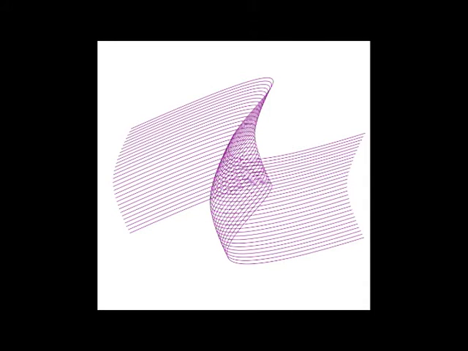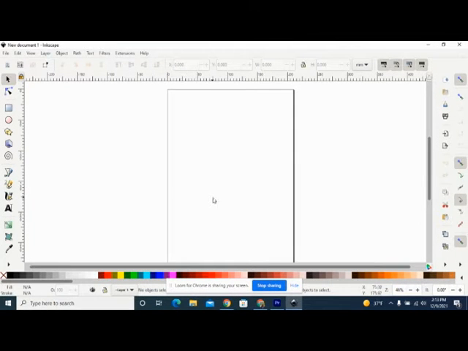So for today's project, what we're going to be making is this abstract line design. We will be doing this in Inkscape. As you can see, it's just kind of like a wavy line that overlaps each other. But this is what we are going to be creating. All right, so let's get started.